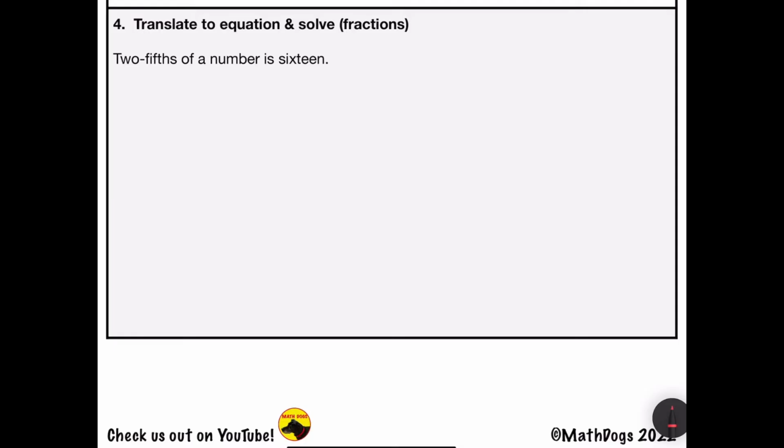Problem number 4 is also translate to an equation and solve, except this time it involves fractions. It says 2/5 of a number is 16. So let's go through the process. Here's the word is. That's going to be my equal sign, and separate the left side expression from the right side expression. I see the right side expression is just the word 16, so that's just going to be the number 16. The left side expression says 2/5 of a number.